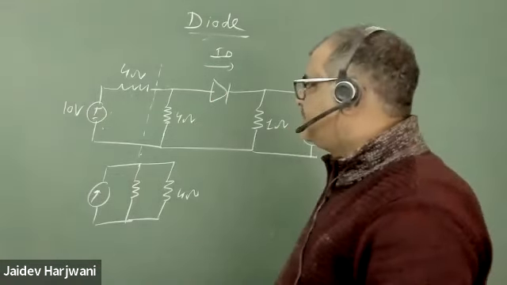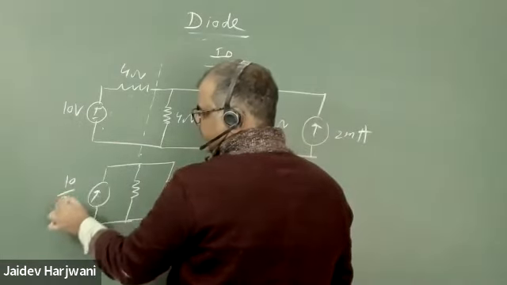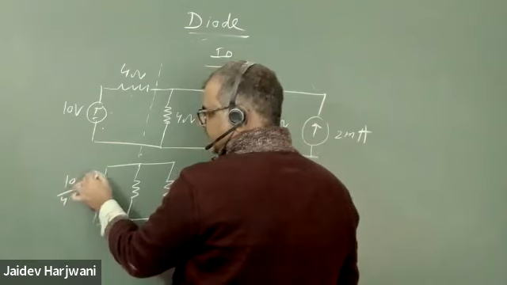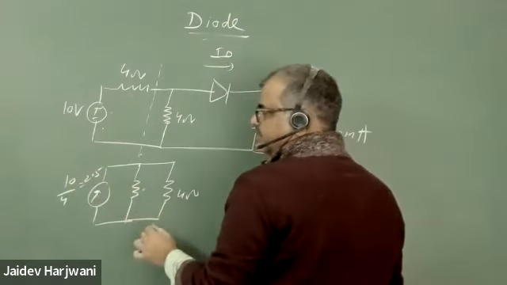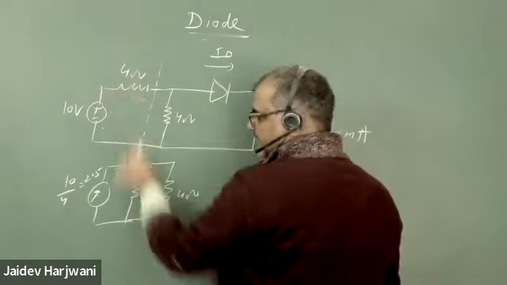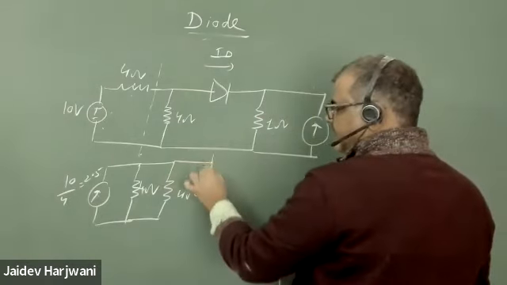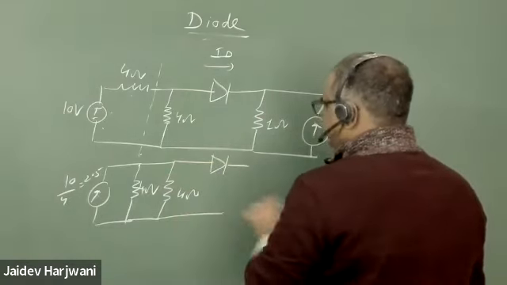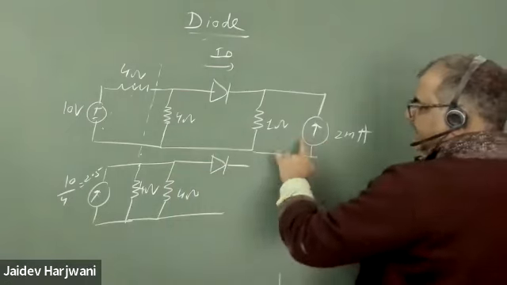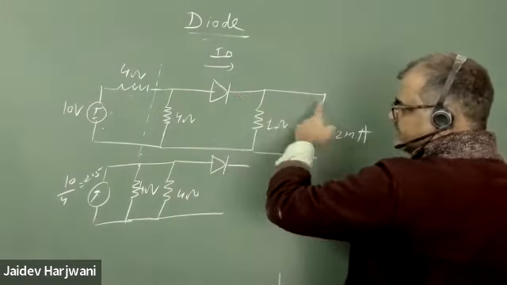If you want the current, you simply divide 10 by 4, that is 2.5 ampere. And what is Rn here? 4 ohm. The same R will come here. This is 4 ohm. And then you have a diode here. You can convert this into a Thevenin circuit, because I want to make everything in series.